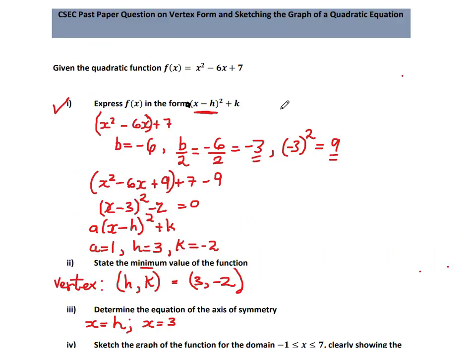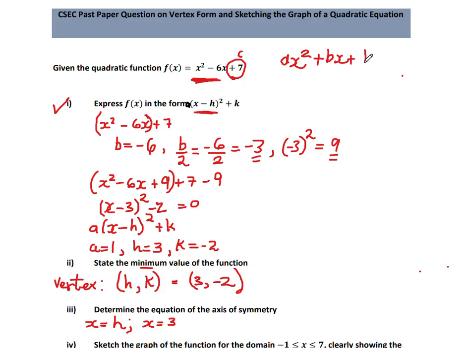Let's start with the y-intercept. The y-intercept here is going to be 7. The y-intercept is going to be the constant in the original quadratic function that we are given. Right? The constant, that is the value of c. Because remember that a quadratic equation takes the general form, or the standard form, ax squared plus bx plus c.